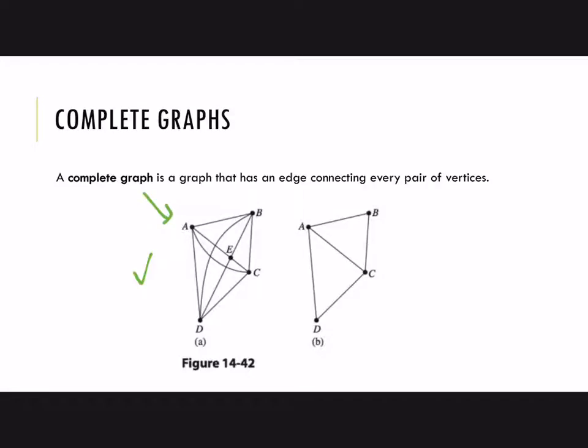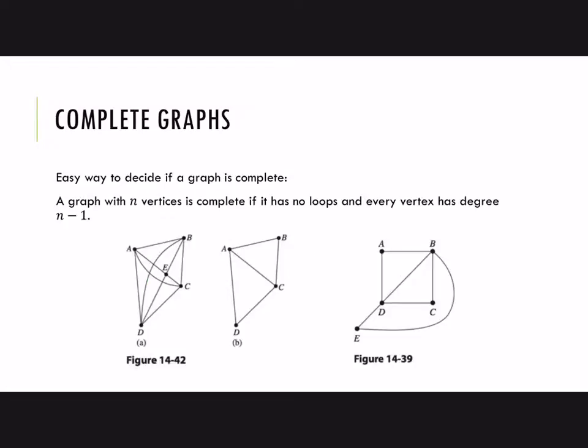The graph on the right, this is not complete. If we looked at vertices B and D, for example, there is no edge that connects that pair of vertices. Okay? So every vertex is not connected to every other vertex. So this one is not a complete graph.